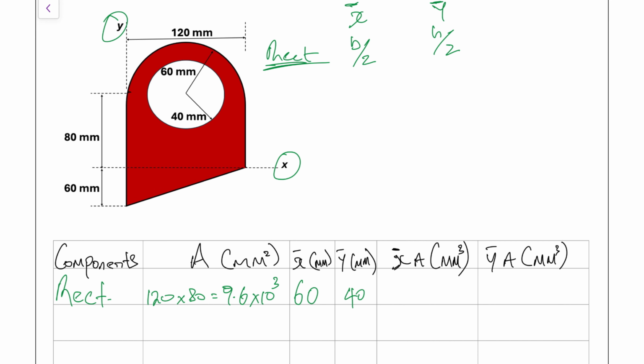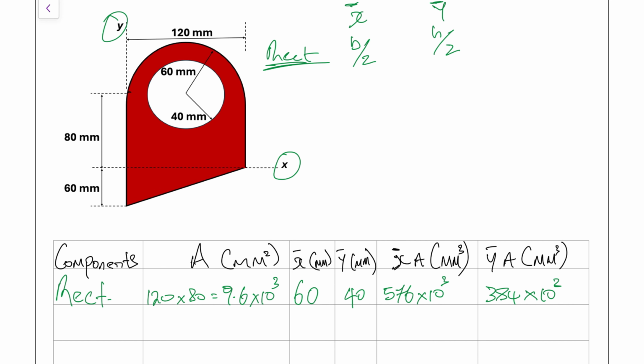So what we do next, we're going to do X bar times the area, which is 60 times 9.6 times 10 to the 3. That's going to give us 576 times 10 to the 3rd power there. And for Y bar times our area, when we do 40 times 9.6 times 10 to the power of 3, that's going to give us 384, and that will be multiplied by 10 to the power of 3.